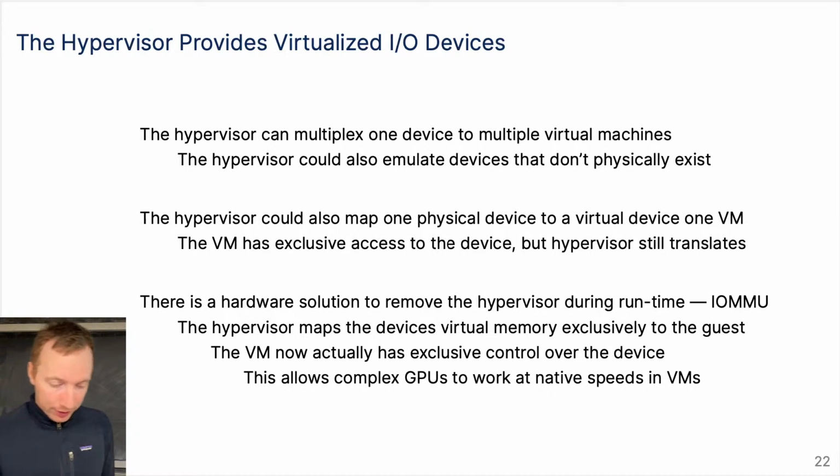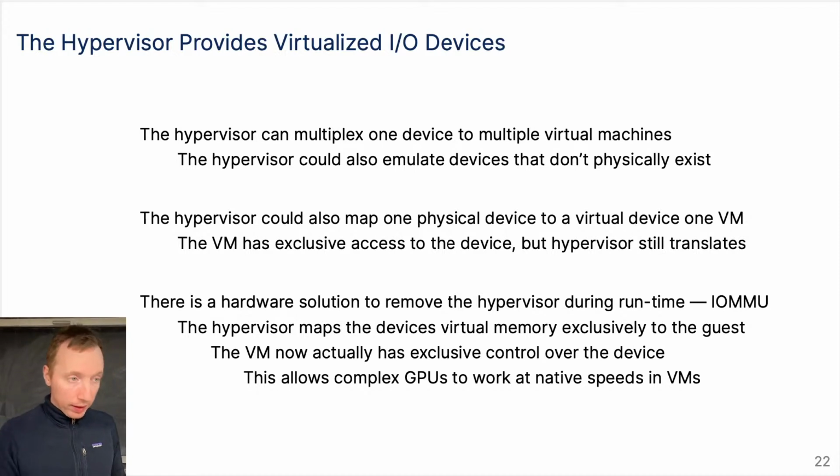Another thing it can do is virtualize I/O devices. If you have a network card, one thing you can do is multiplex one device to multiple virtual machines. So you have one network card, but all your virtual machines can use it if you so choose. Another option is to map one physical device to a virtual device in one VM, so that virtual machine has exclusive access to the device, but the hypervisor is still in the middle and still translates any usage of that device.